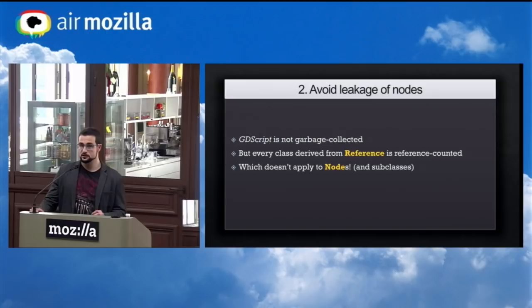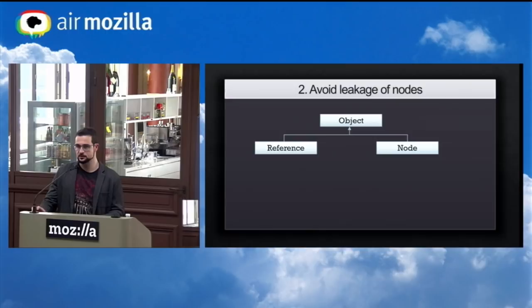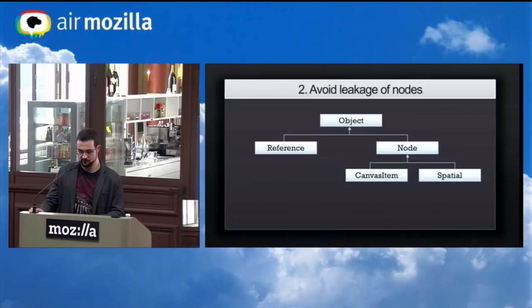So a mistake I was committing was not doing the right thing to free them. Well, this is a boiled down version of the whole Godot object system inheritance tree. You have on one hand Reference and on the other hand Node. Under Node, you have CanvasItem, everything in 2D, and Spatial, more or less everything in 3D. And references are mainly used in resources: audio samples, meshes, textures, and so on.